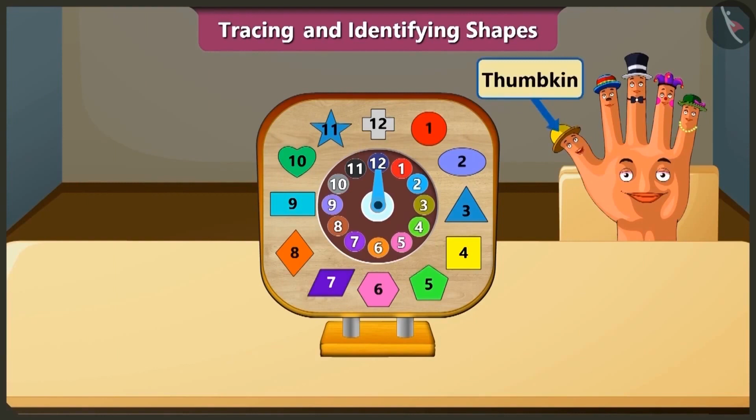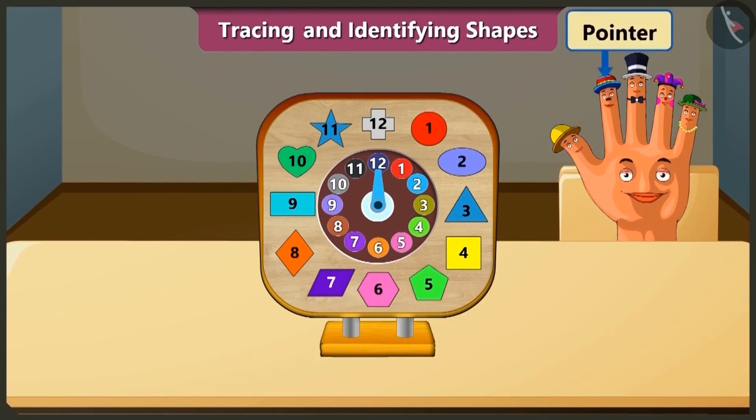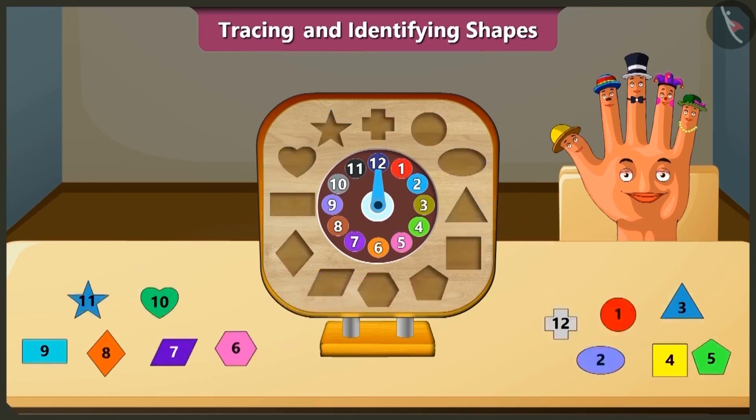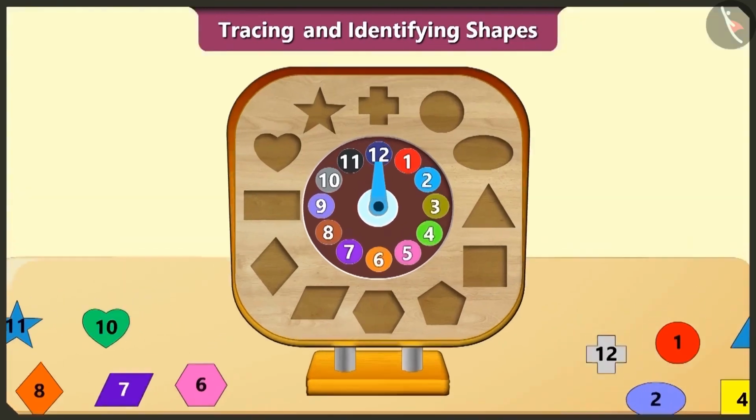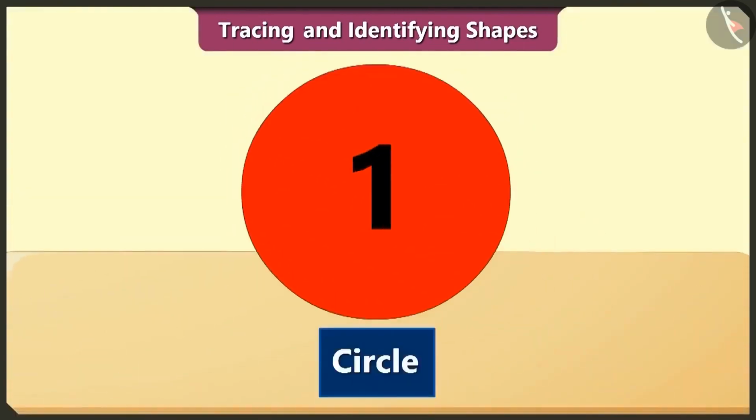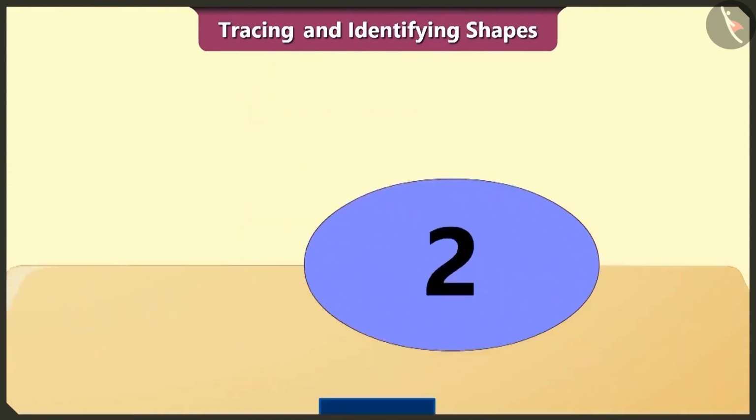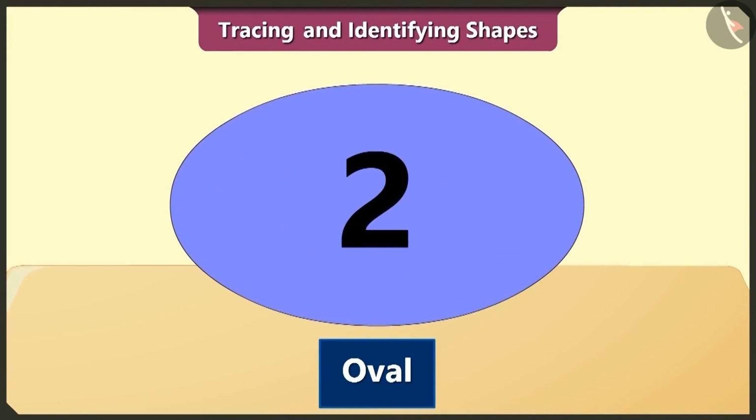Hello, I am Thumbkin. And I am Pointer. Friends, look, we have a block set with blocks of different shapes, which will help us in identifying shapes. Here, the circle is first in order. The oval is second in order. This shape is like an elongated circle. It is also called an ellipse.